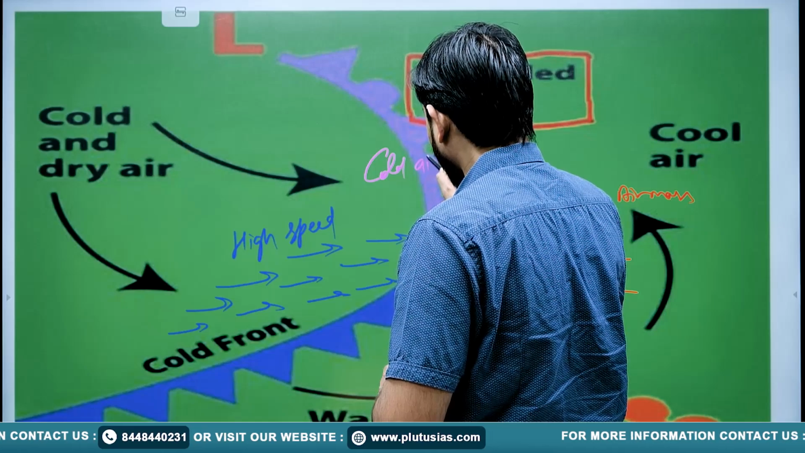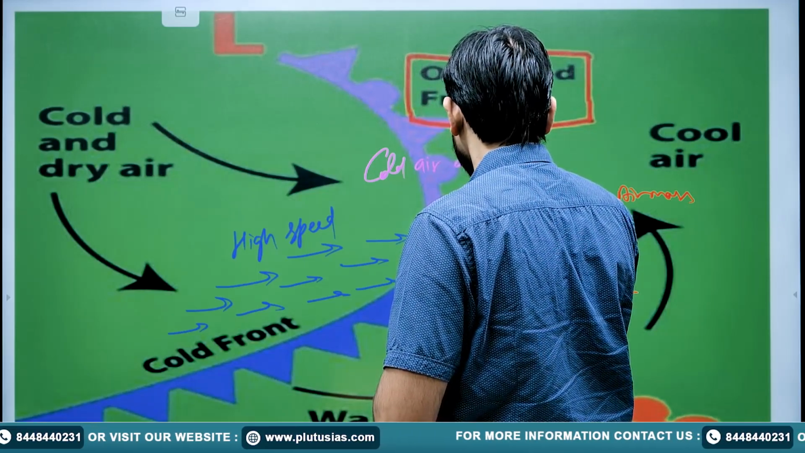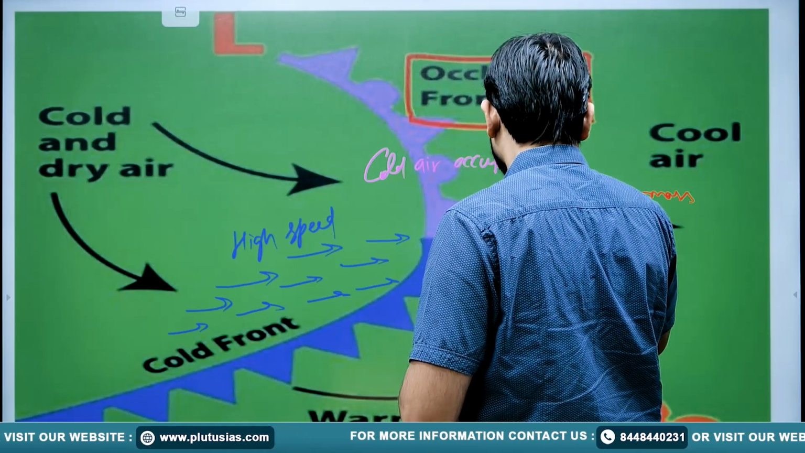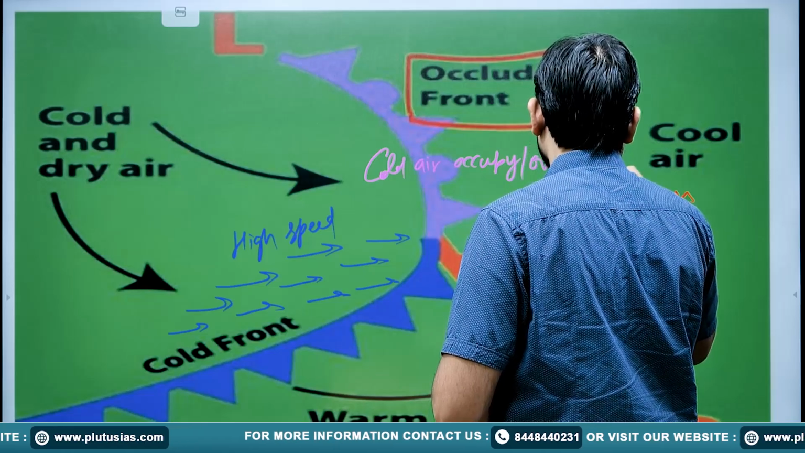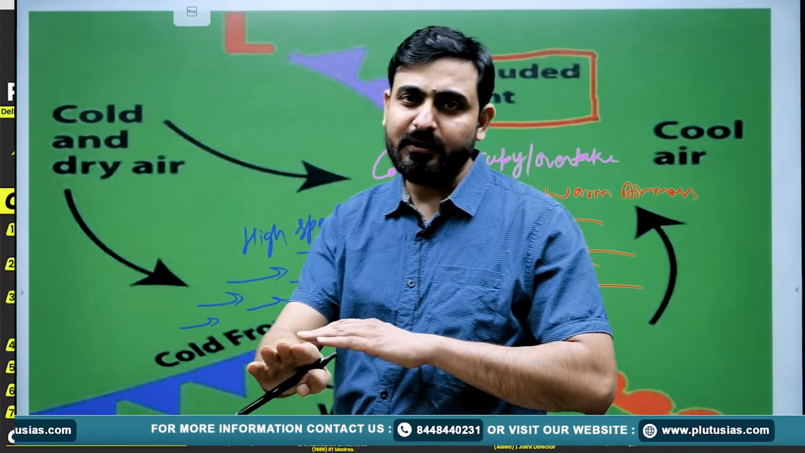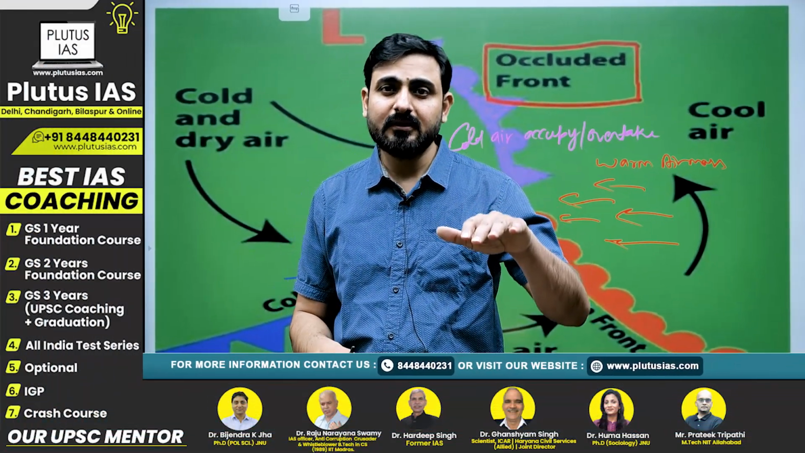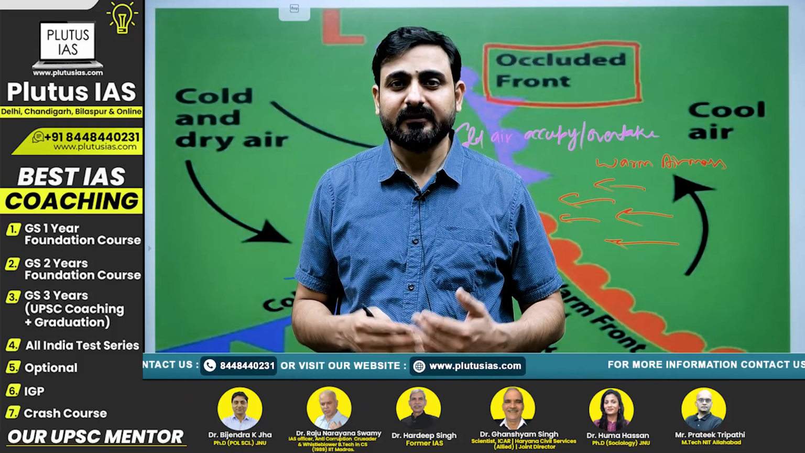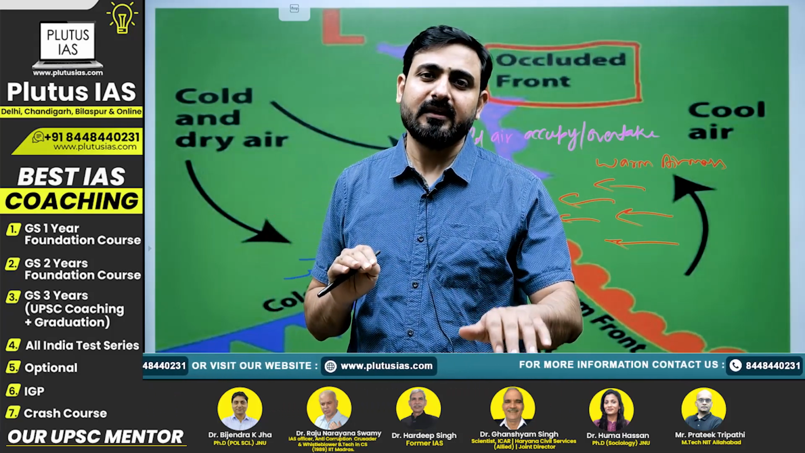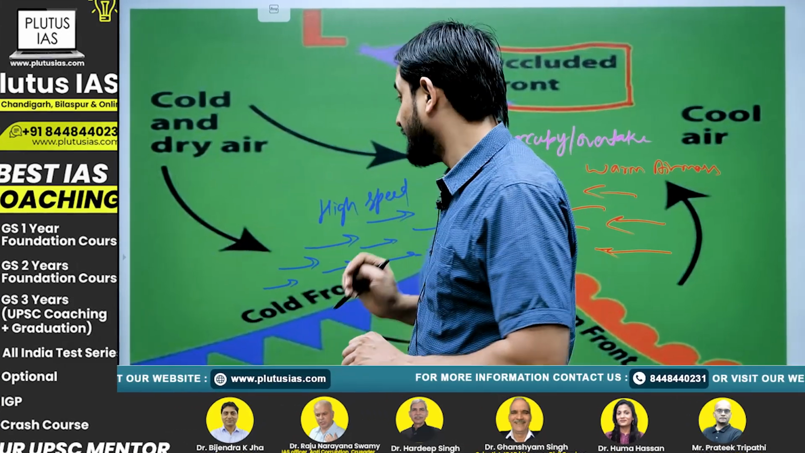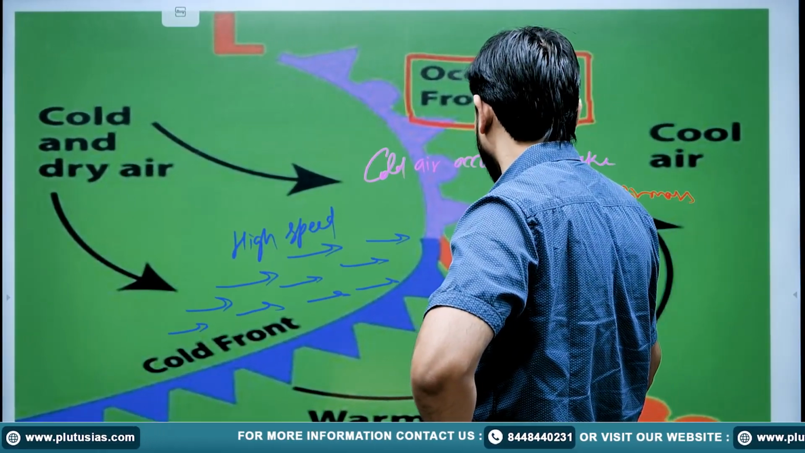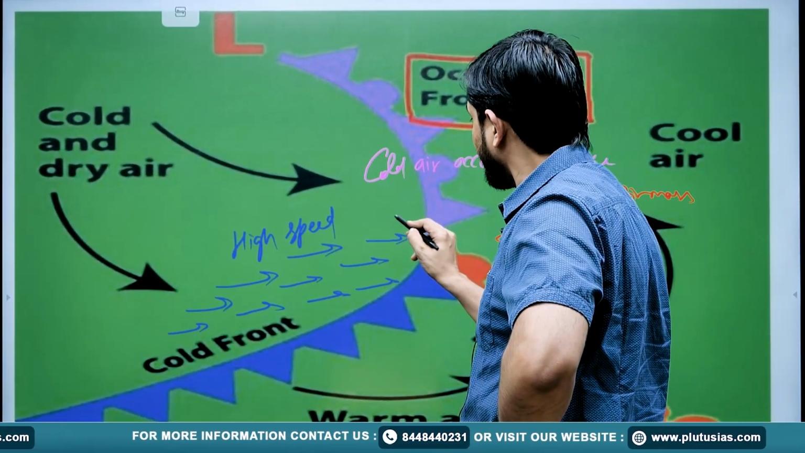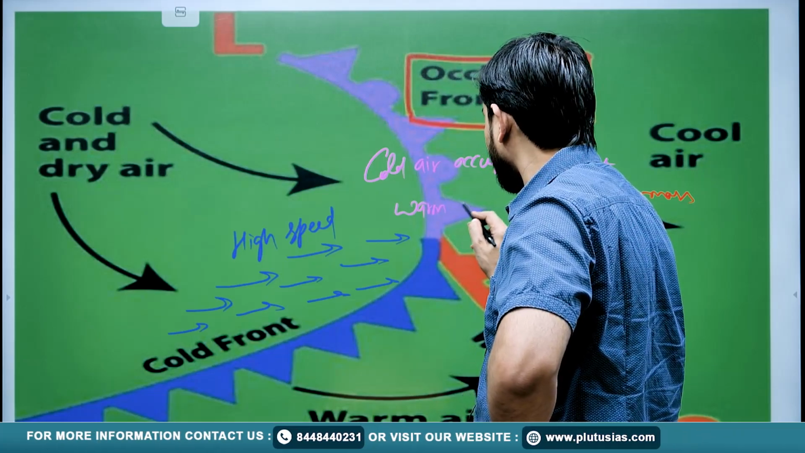So here cold air occupies or overtakes, just like a fast moving vehicle overtakes a slow moving vehicle. Similarly, a fast moving air mass is likely to overtake a slow moving air mass. So cold air occupies or overtakes the warm air mass.